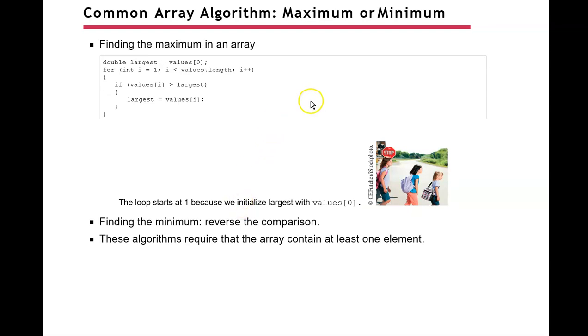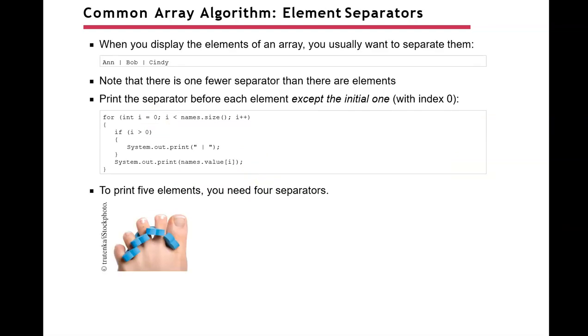Finding the maximum or minimum is pretty straightforward. Go through each element. Grab the first element, say it's the largest. Go through every element. If it's larger, switch it out, and by the time you're done with the array, you'll have the largest element. For minimum, just flip this on its head using less than instead of greater than. One thing to keep in mind is the array here can't be empty, or else you will catch an error.